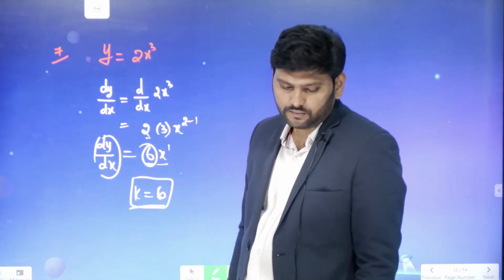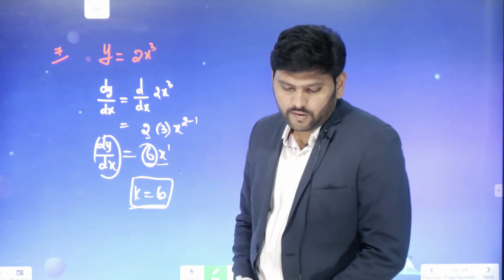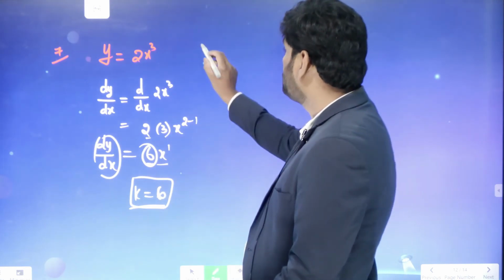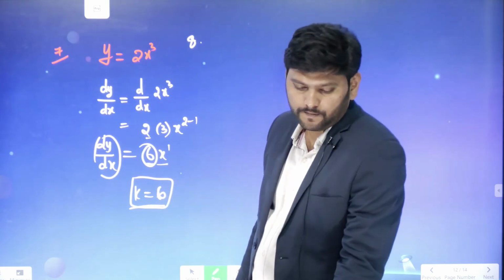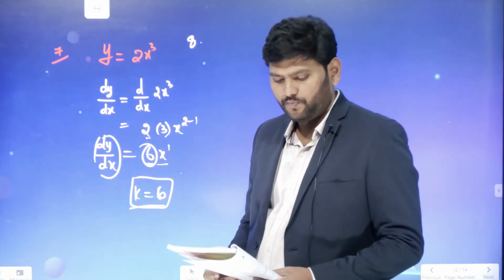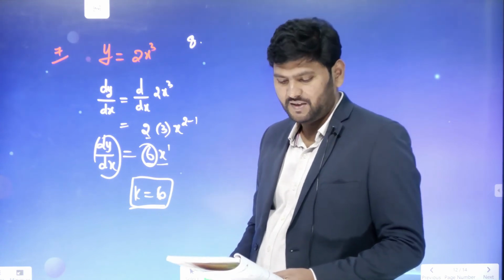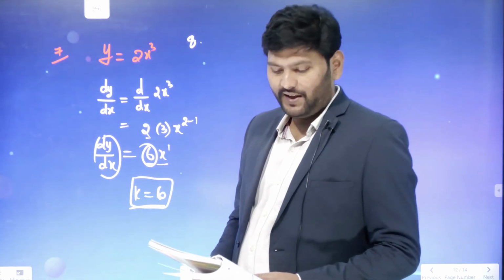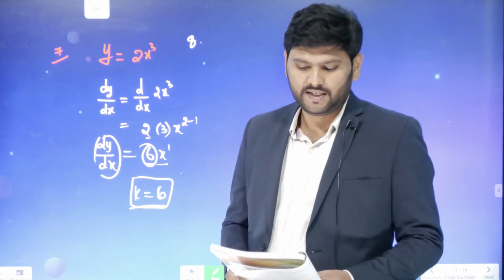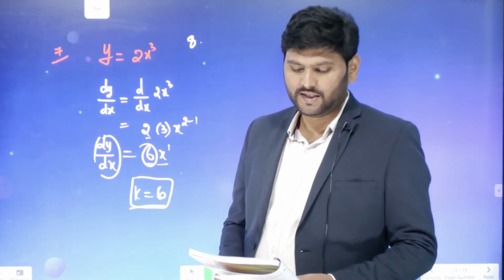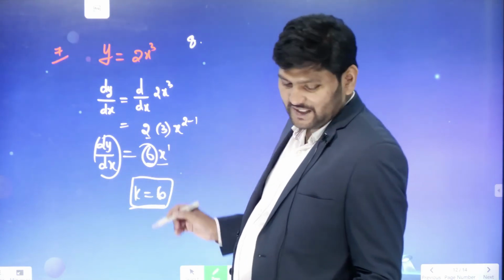Now look at one more question. One more question is the 8th question. Simple thing. See the 8th question: x is equal to 2 plus 21t minus 4.9 t square. Find v is equal to dx by dt. Find a is equal to dv by dt at t is equal to 2. So very simple one. First write down the equation here.